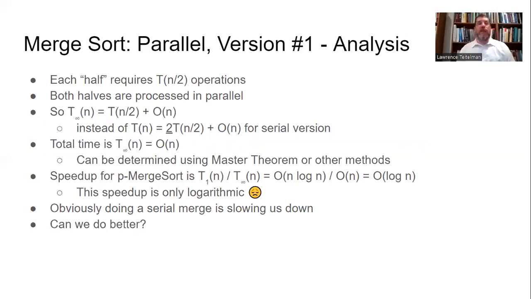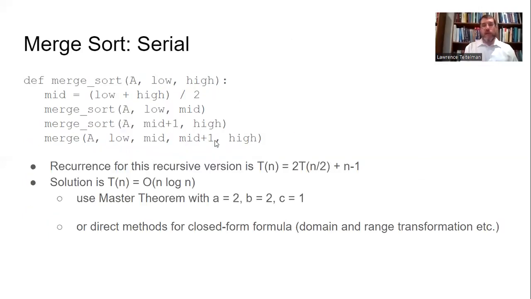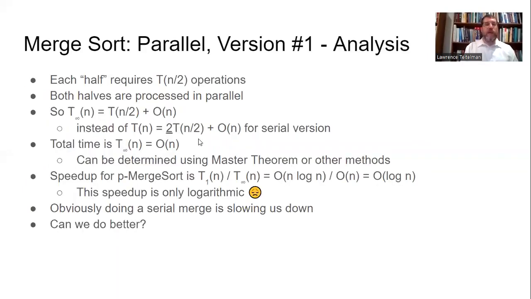So we'll come back to that thought in a moment. But let's take our parallel version number one. We're going to analyze it. So each half takes T of n divided by 2. So that's sort of obvious. But here's the cool part, right? Instead of having two subproblems, how many subproblems do we have now?